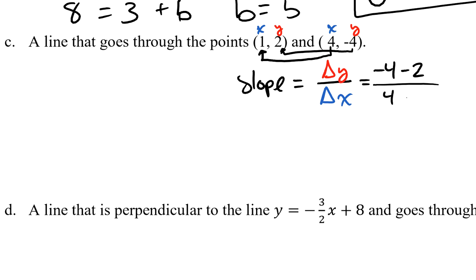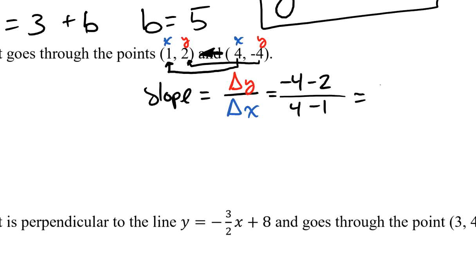So you can see I'm moving from this point on the right to the point on the left. And if you were to flip it, you would get the exact same answer. It's just your signs in the top and bottom would be reversed, but they would cancel out and it would be equivalent. So in my numerator here, I have -4 minus 2, which looks like -6. And my denominator is a +3. And -6 divided by +3 is a slope of -2.